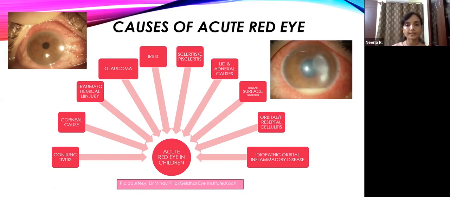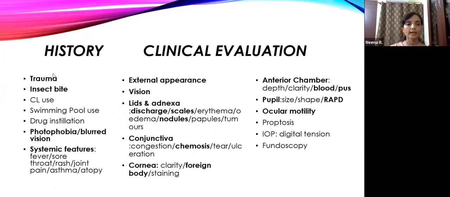And we will start with the history. What are the salient points in the history that you'd like to know? Initially, you ask for any history of trauma or insect bite, which would help you to pinpoint the diagnosis. Ask for any history of installation of any drugs, or accidental installation of drugs, or swimming pool use or contact lens use, which could be the reason for the redness. Specifically ask for vision, or if there is any difficulty in opening the eyes, especially in bright light, or any blurry vision. As a pediatrician, you would be very sensitive to systemic features like presence of fever or sore throat or any rashes or joint pain or any other allergic signs.